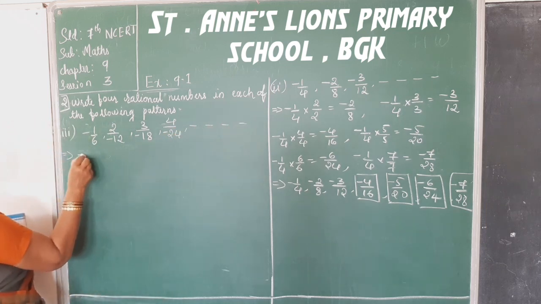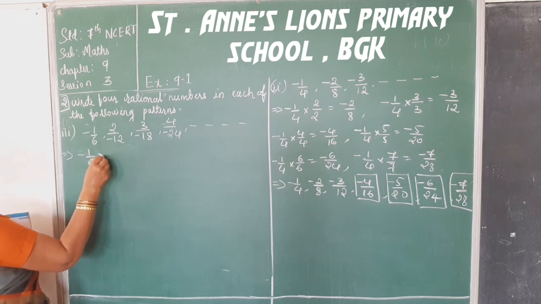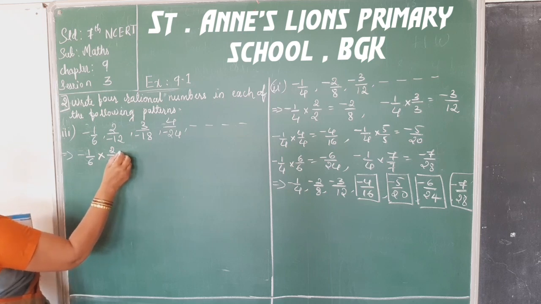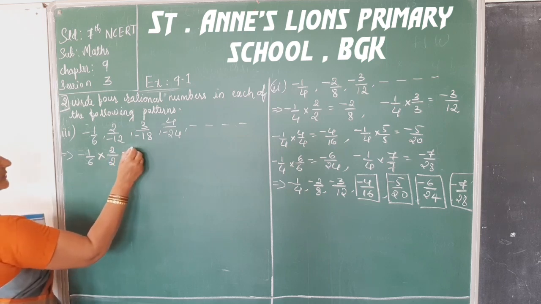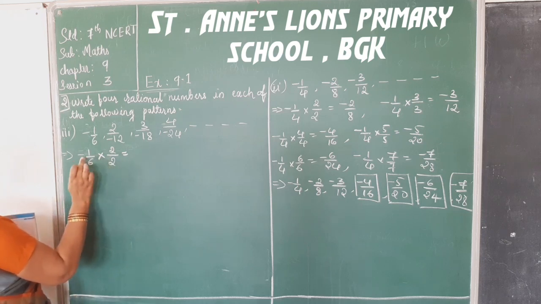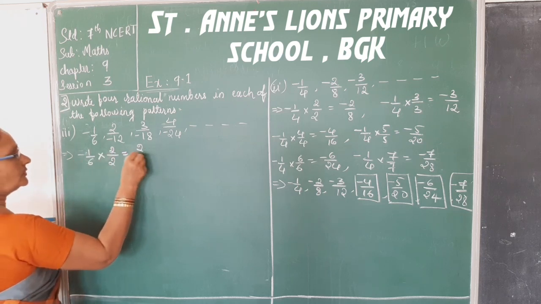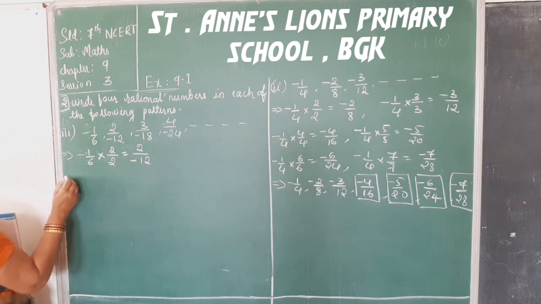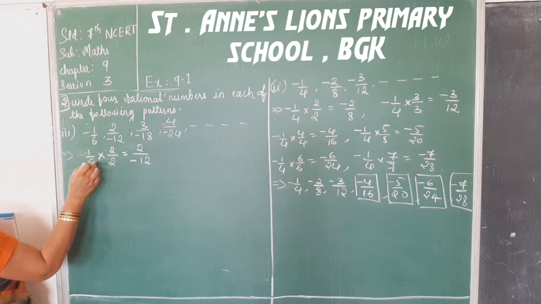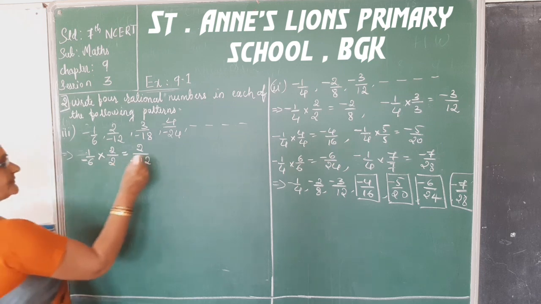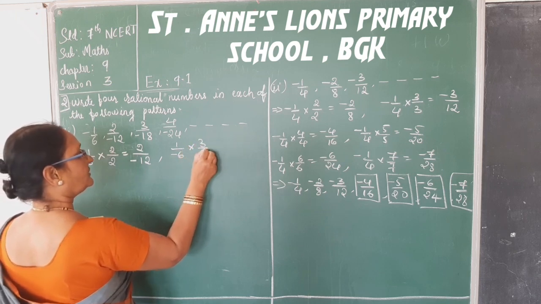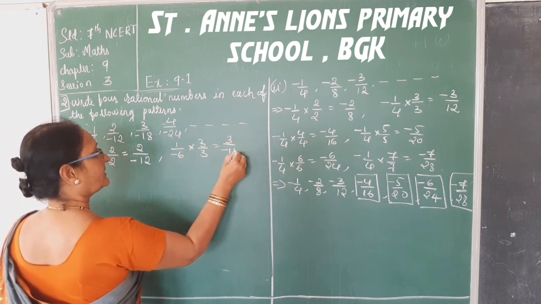See, this implies that minus 1 by 6 is multiplied by 2 by 2. So this is nothing but 2 ones are 2, and here 6 twos are minus 12. So the same way, instead of minus 1 by 6 we can write here 1 by minus 6. Then we will get like this. The same way 1 by minus 6 is multiplied by 3 by 3, we will get 3 by minus 18.